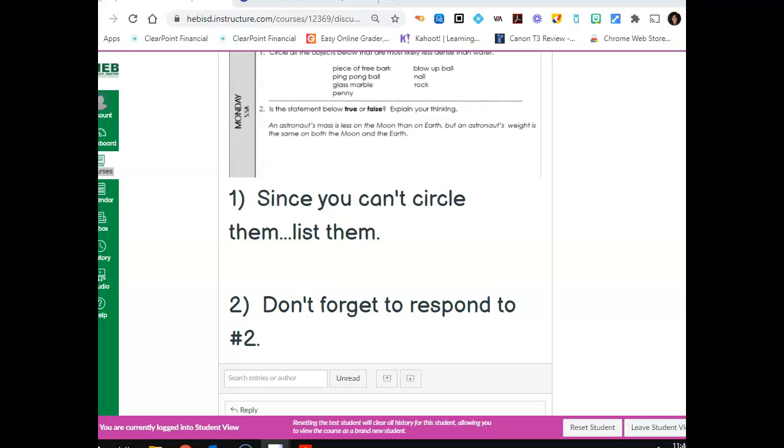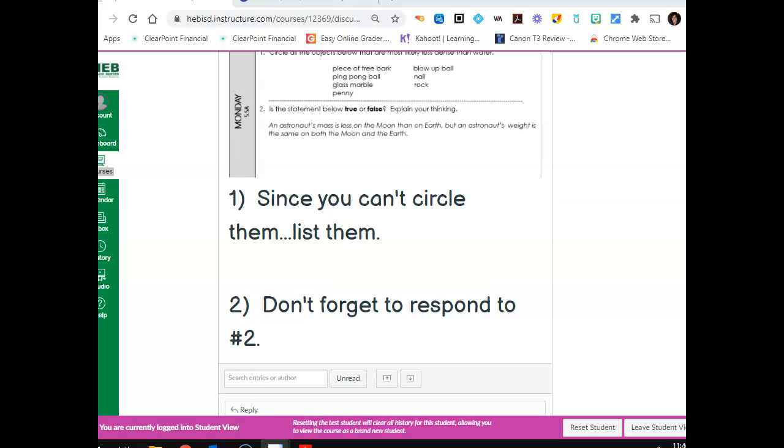All those three things are the only things on that list that float. A piece of tree bark, a blow-up ball, and a ping pong ball all float. The rest of them go bloop, bloop, bloop, and they sink. Some just go straight down.